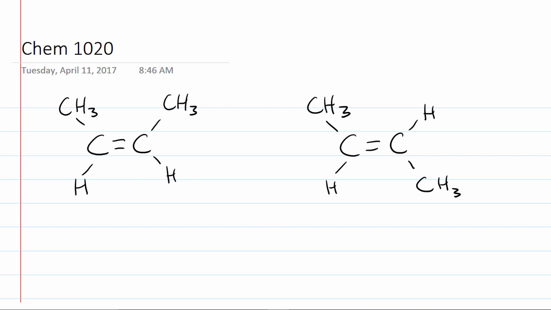And now if you want to name them, we first look at that parent chain, which the parent chain here has how many carbon atoms? There's 4. So a 4-carbon chain would be called but-. The suffix on here is going to be -ene. And that double bond is located in which slot? 2. Slot number 2. So we call this 2-butene.